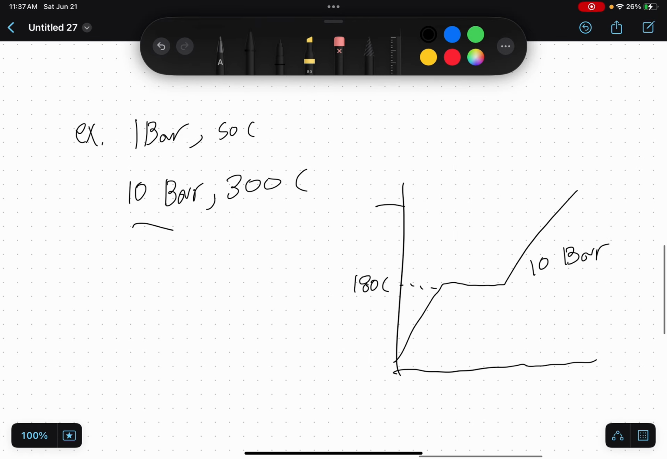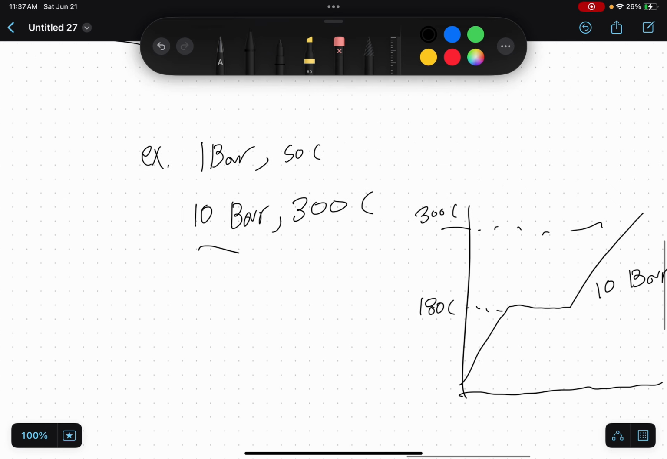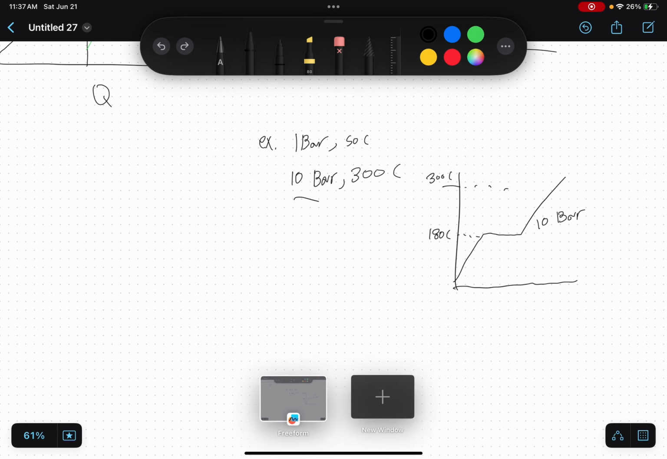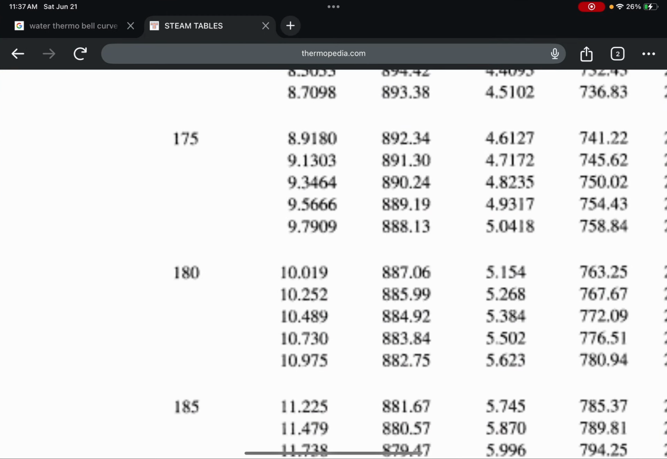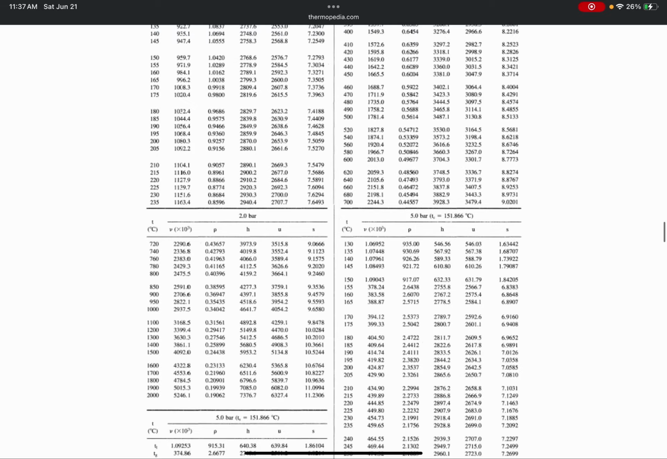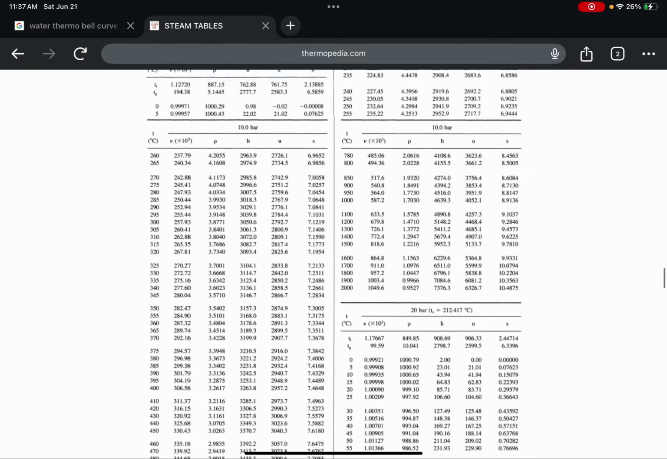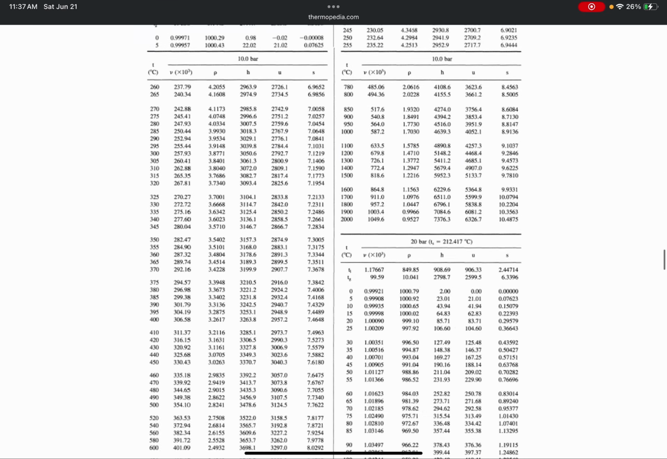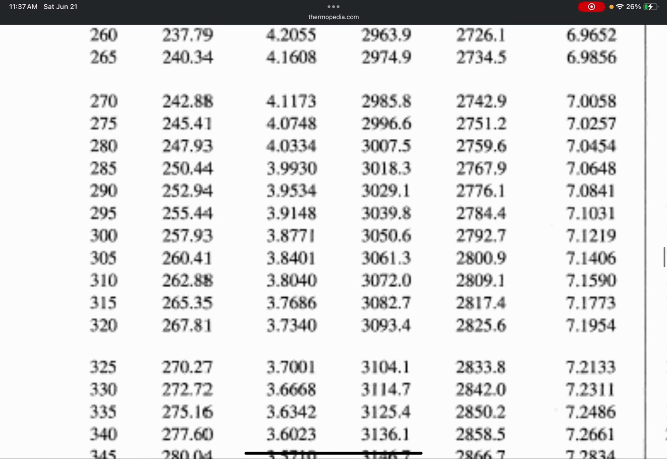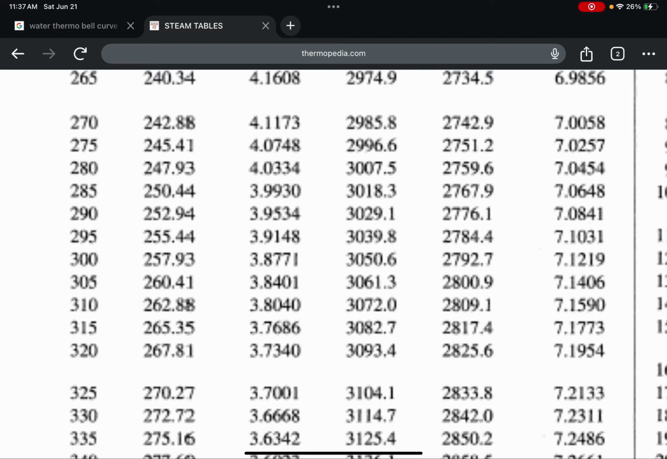So since we're above that, 300 Celsius, we know we're superheated steam. So this case is superheated steam. And we found it on here. 10 bar, 300°C. Cool.